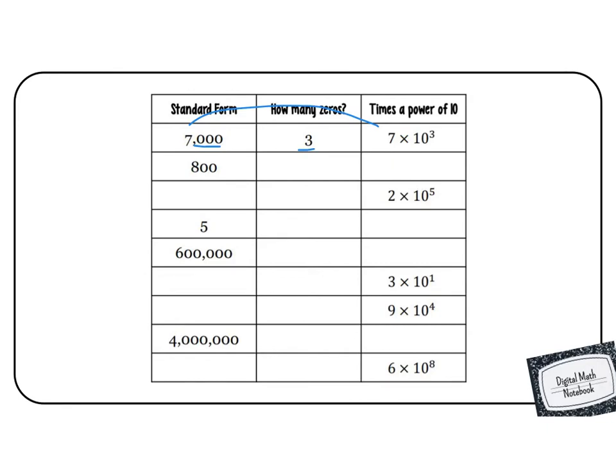So what if I had 800? How many zeros do I have? I have 2. And let's just worry about the exponents. So that would be 10 to the power of 2.